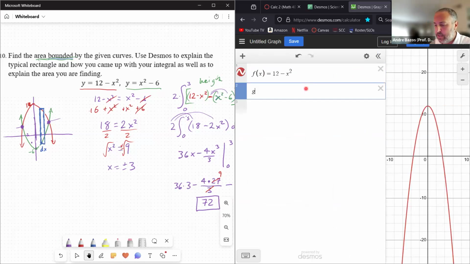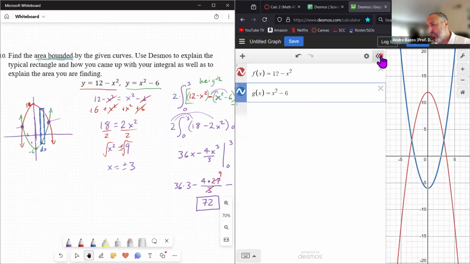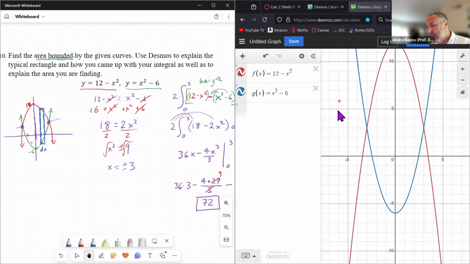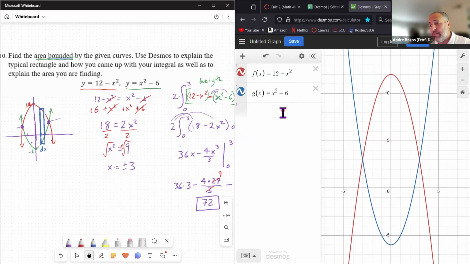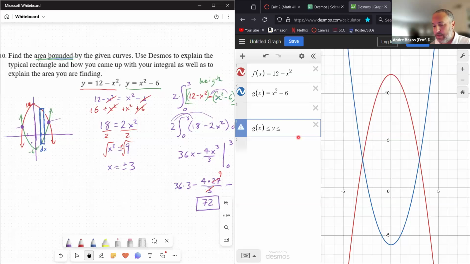So there's the first function. Here's my g of x equals x squared minus 6. All right, so there's our 2 functions graphed together. And we are looking for the area bounded between the 2. So if I want to do that, I know my f of x is on top and my g of x is on the bottom. So I would do g of x is less than or equal to y, so generic y is less than or equal to f of x.